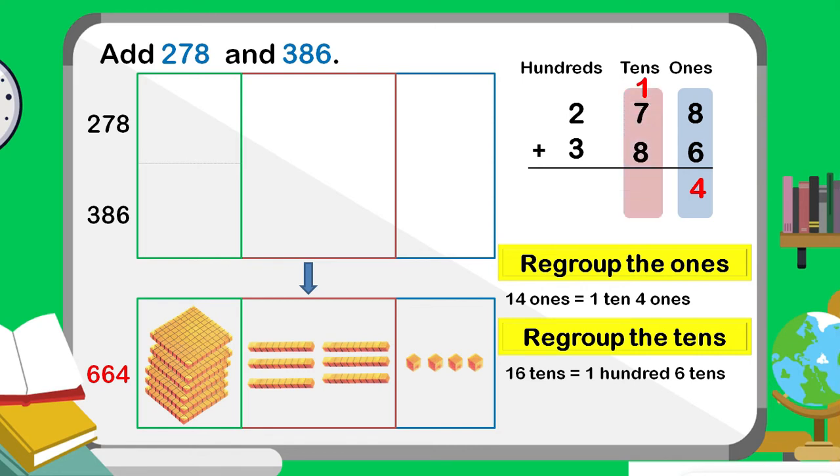Let us add the tens. 1 plus 7 plus 8 is equal to 16. We can't put 2 digits in the tens place. We can only put a single digit. So we need to carry over 1 into the hundreds place. Let us add the hundreds. 1 plus 2 plus 3 is equal to 6. So 278 plus 386 is equal to 664.